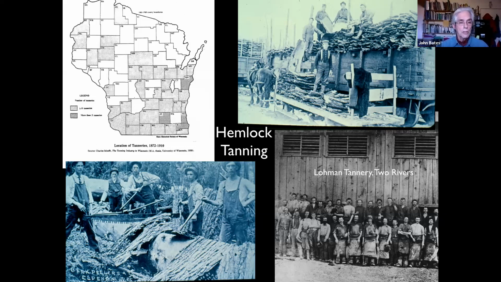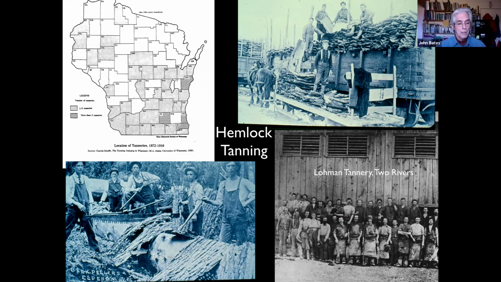There's a chart to your left of the location of tanneries in our state. The dark shaded counties had more than 5. The lighter shaded had 1 to 5. I have no way to really quantify how many total tanneries there were in the state. Geez, probably 100 or more, all cutting down these trees.